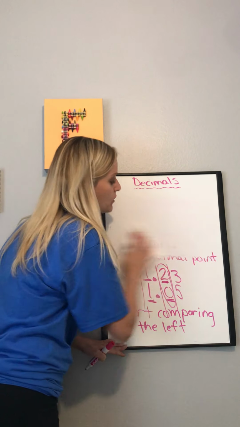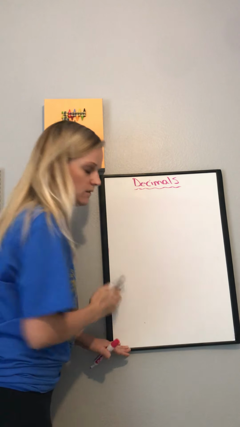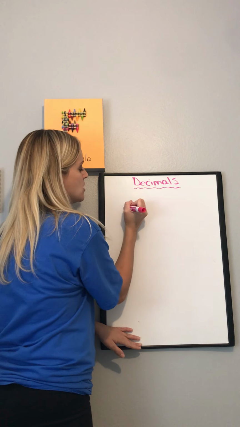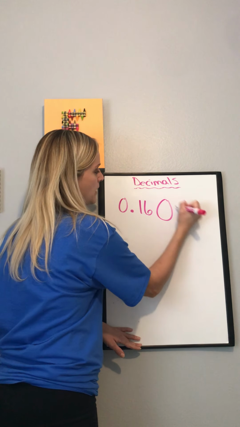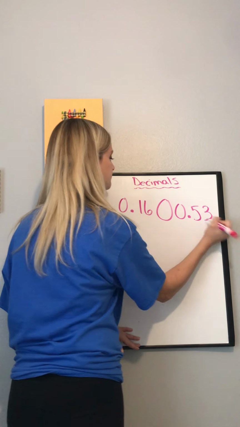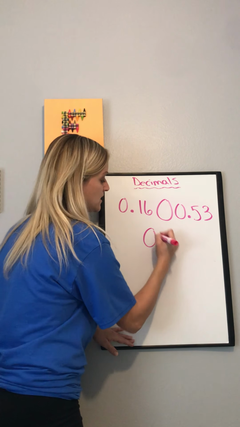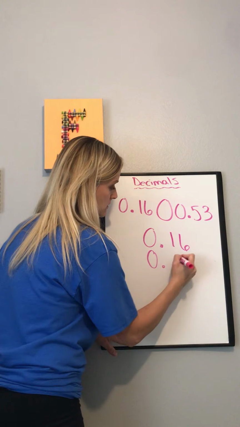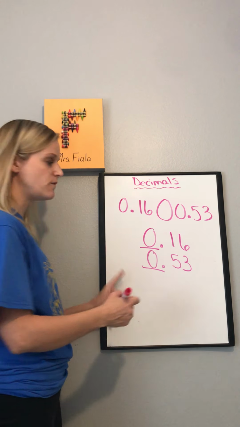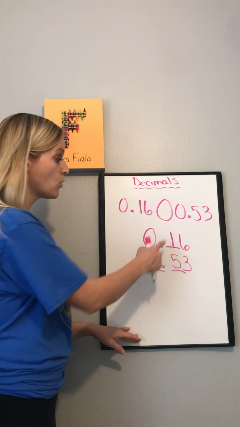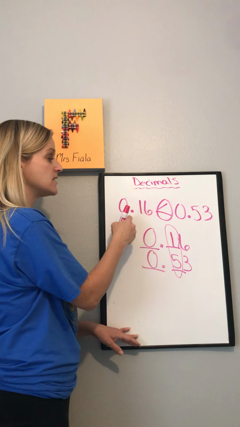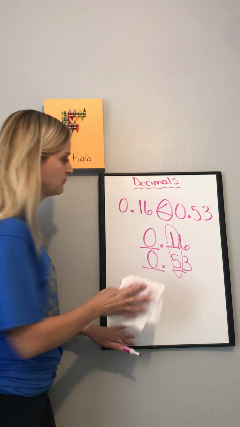So let's try another one, comparing decimals. And this is how you would order decimals from least to greatest and greatest to least too. You have to compare them. So say I have 0.16 compared to 0.53. Again, we're going to line them up by their decimal point. Start comparing to the left. Both zeros, move on. I have a 1 and a 5. What's greater, 1 or 5? 5 is greater, so 0.53 is greater than 0.16. Okay?